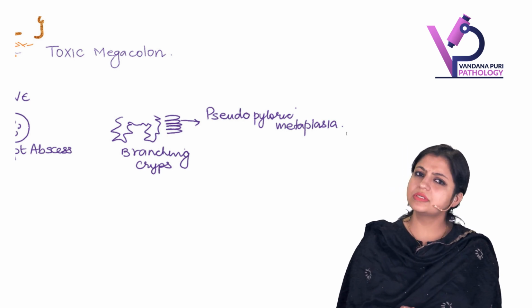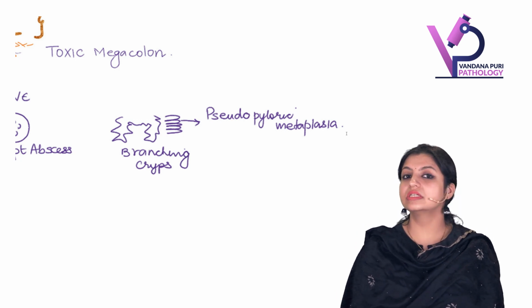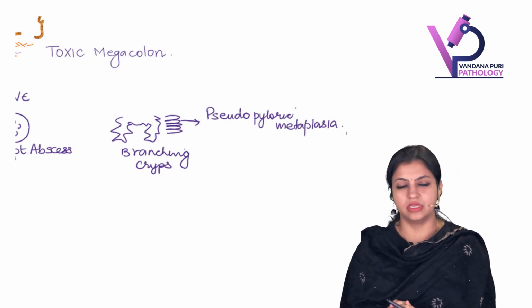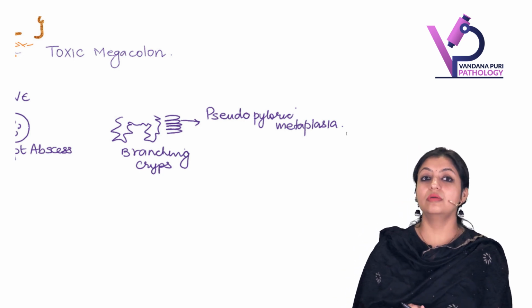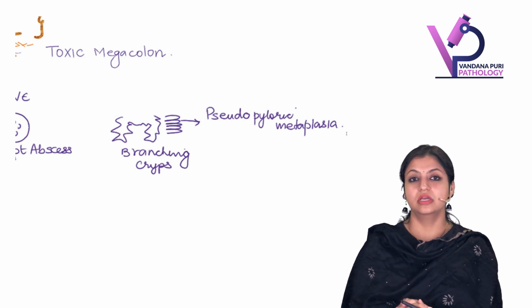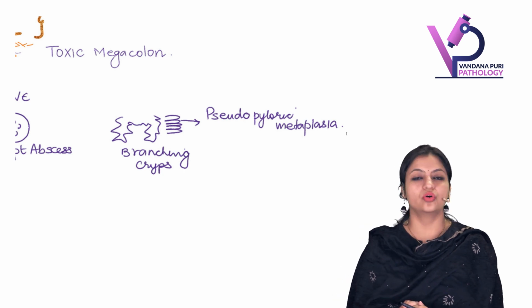Can I say cryptitis can occur in both ulcerative colitis and Crohn's disease? Yes. It just means it is active. Can I say branching of the crypt can occur in both? Yes, it can occur in both. Okay, but mucosal bridges, if somebody asks, only in ulcerative colitis. If transmural disease, strictures, creeping fat, Crohn's disease.